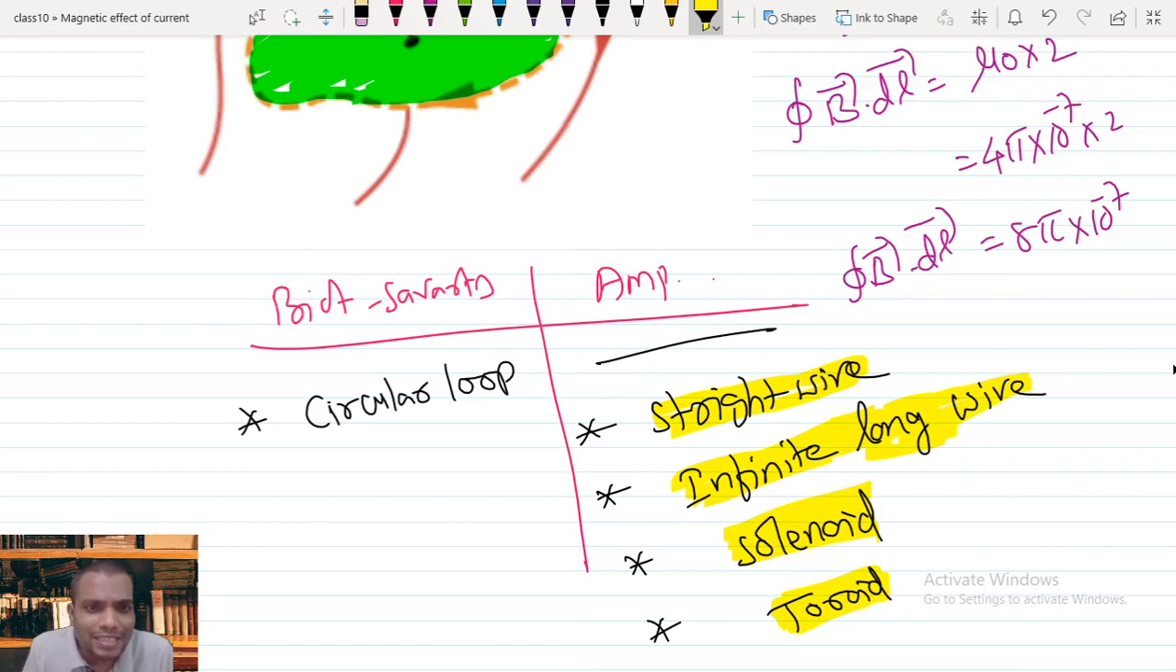But for all these cases, Biot-Savart's law is very difficult, and we need to do very tedious mathematics. Biot-Savart's law is helpful to find the magnitude of the magnetic field through a circular loop, but in that case Ampere's law becomes a little tedious. So that's why these two laws each have their own importance.